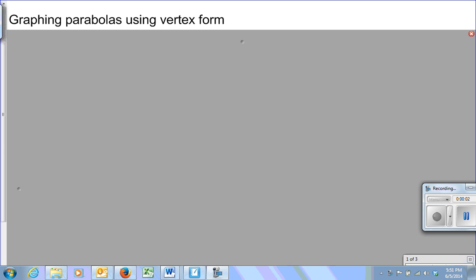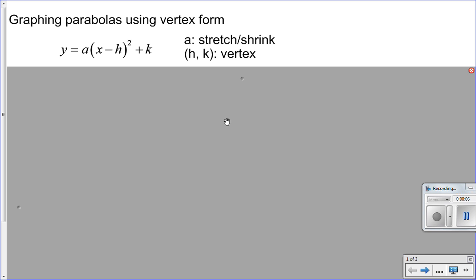In this lesson, we're going to talk about graphing parabolas using vertex form. This is the equation for vertex form. In the equation, the a value will tell you how far the graph is stretched from the parent graph, and the h and k values tell you what the vertex will be.